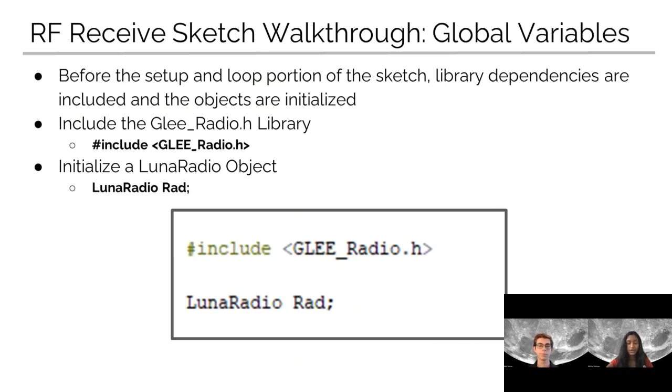So what global variables should we be using for the RF receive sketch? Before we do anything, we want to include necessary libraries and initialize our objects. So here we are including the GLEE radio library as usual, and we are also initializing a Luna radio object called RAD.